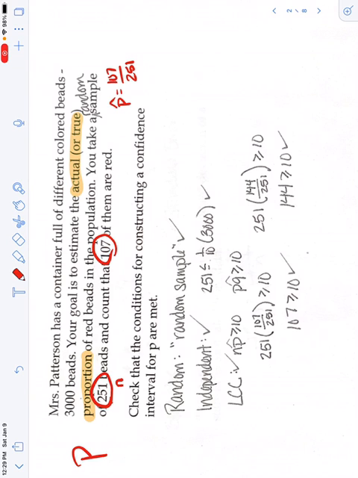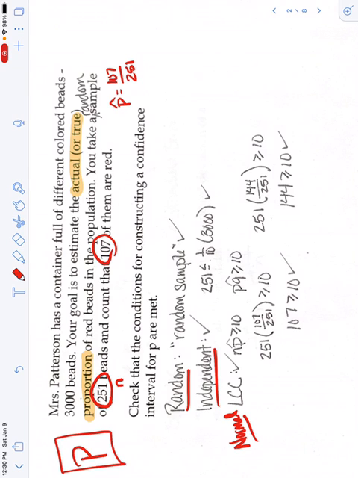Again, I know that has a hat on it because this is sample information. I am looking for P, okay? So the first thing we have to do is check the conditions are met for constructing a confidence interval. So I have to be random, independent, and normal. And I think I would rather this condition be called normal, and then using the LCC to justify that it is normal.